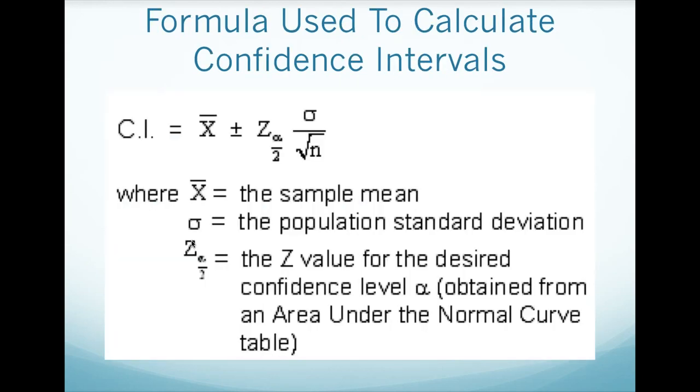This is the formula used to calculate confidence intervals. CI equals x bar plus or minus z times sigma over the square root of n, where x bar equals the sample mean, sigma the population standard deviation, z the value for the desired confidence level, alpha, obtained from the area under the normal curve table.